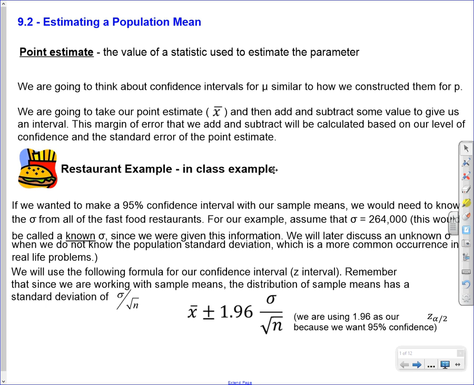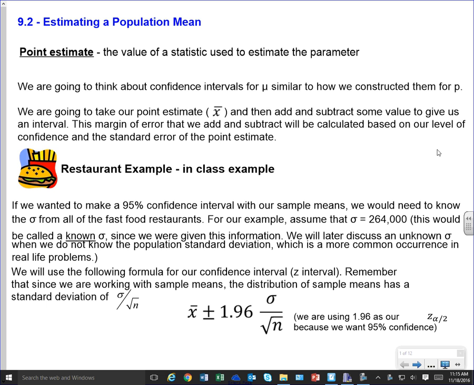I just did a video on 9.1. I think I had two videos for that. In 9.1, we were looking at creating confidence intervals for population proportion, so we were using p hat and p. The next thing we're going to talk about is doing the same thing for population means. So now we're dealing with x bar and mu.